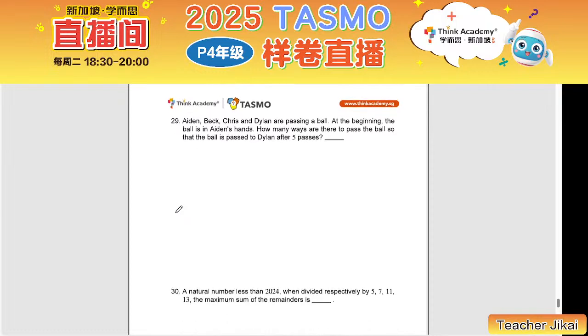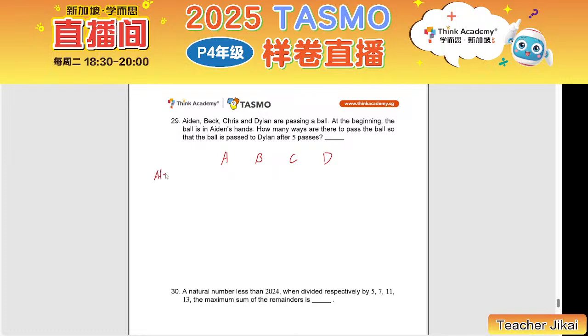Alright. Now we are going to question 29 here. Question 29 is something like the operation. So we have Aiden, Beck, Chris, and Dylan passing a ball. At the beginning, the ball is in Aiden's hands. Okay, so we have 4 students here: Aiden, Beck, Chris, and Dylan. So beginning here, right? Ball is in Aiden's hands. So after the beginning, pass 5 passes, and how many ways to pass it to Dylan?